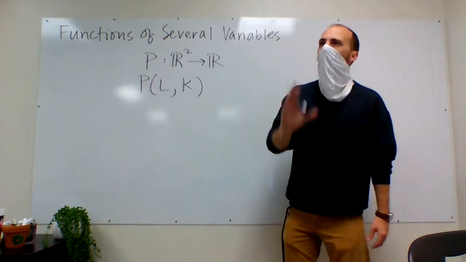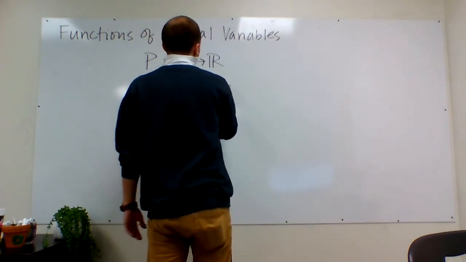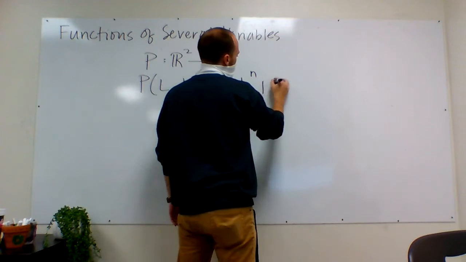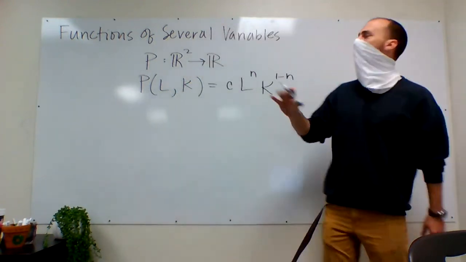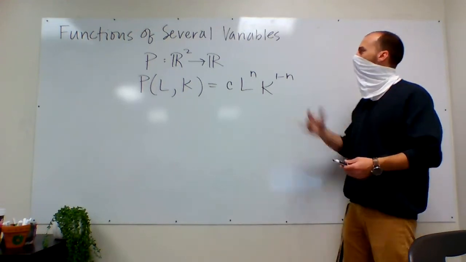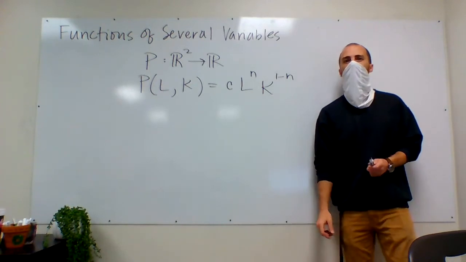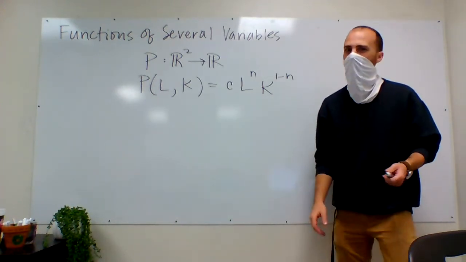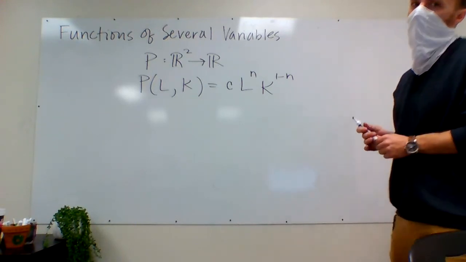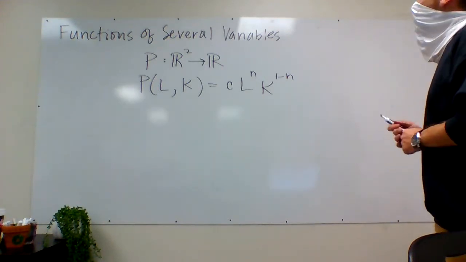I think you've seen at least this shape before. It's some constant C times L to the n and K to the 1 minus n. Basically these exponents have to add up to 1. They're like fractions or decimals that add up to 1. And this C, I remember, has some sort of economic meaning, I think. But if you're interested in this, take a microeconomics course. I actually found it to be quite interesting, and I found the math very easy, very friendly.